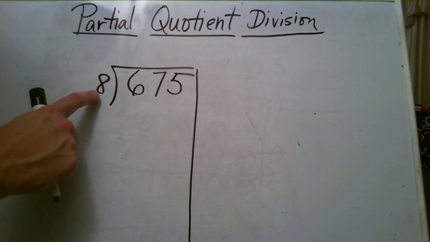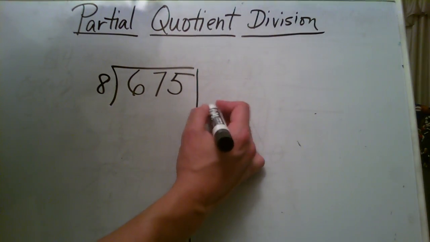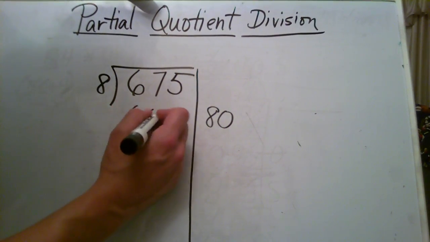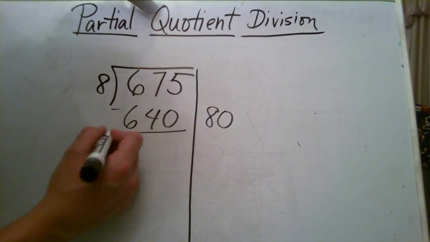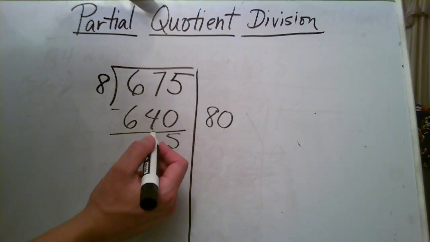So I could say to myself, well, 8 times 100 is 800, but I see that that's way too big, so I have to try something else. If I think to myself 8 80s, well, I know that 8 80s, so I come over here and write 80. So 8 80s is 640. So now I just subtract. 5 minus 0 is 5. 7 minus 4 is 3.